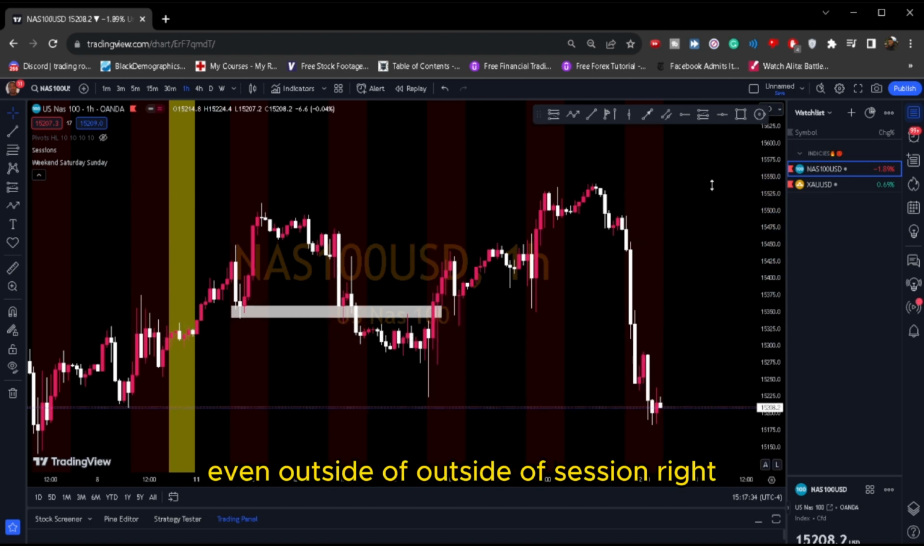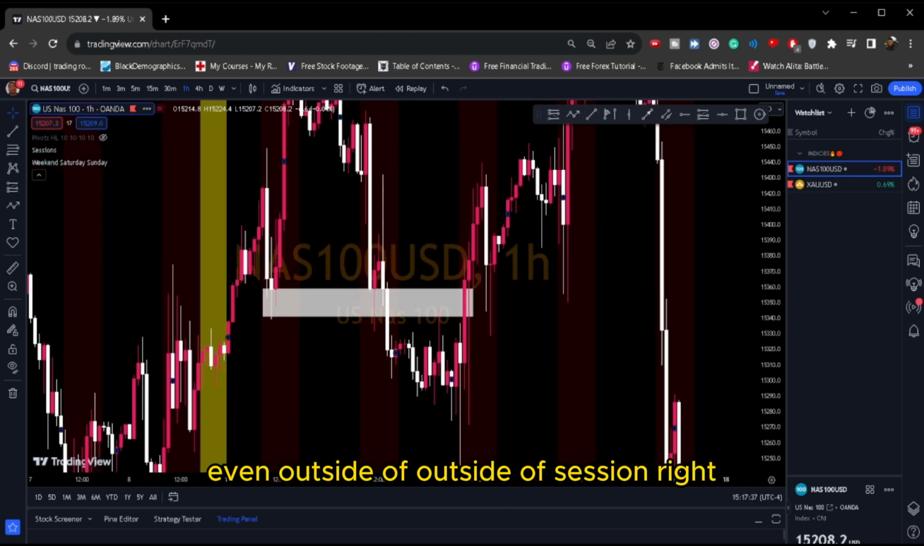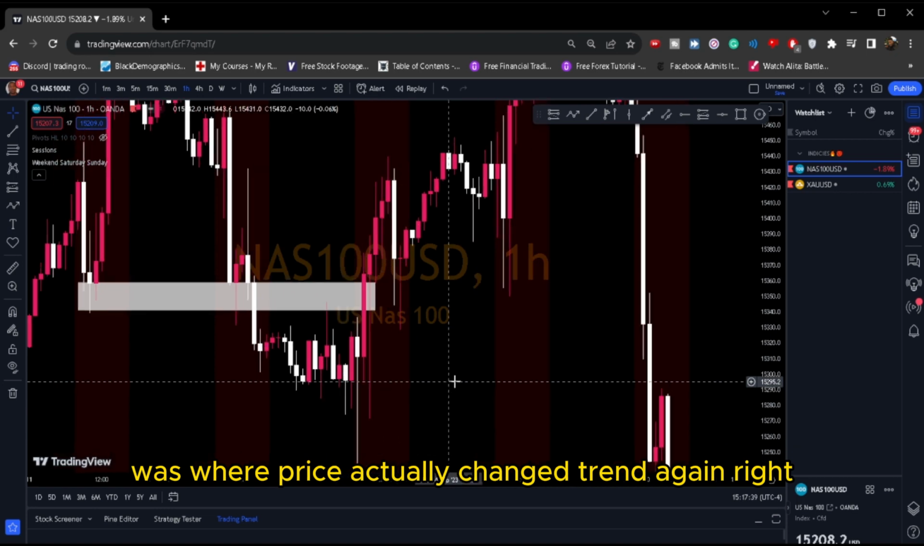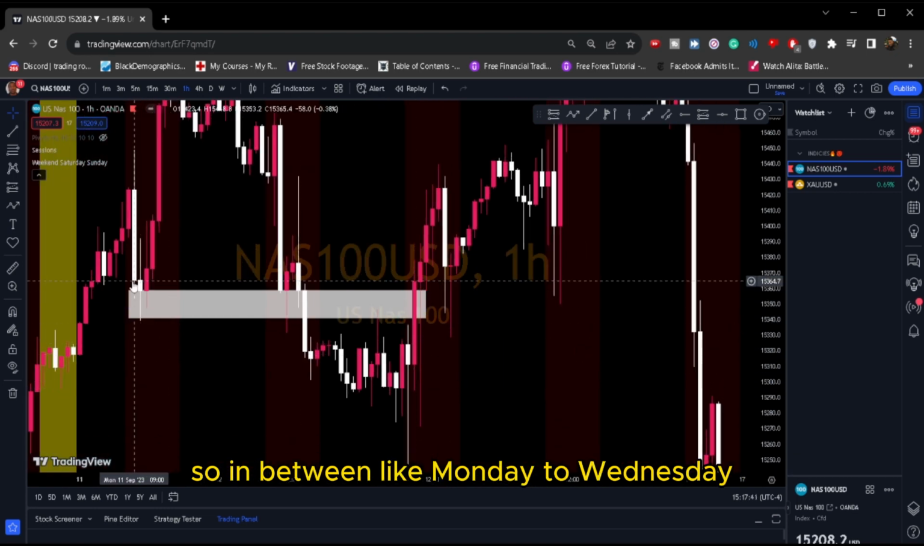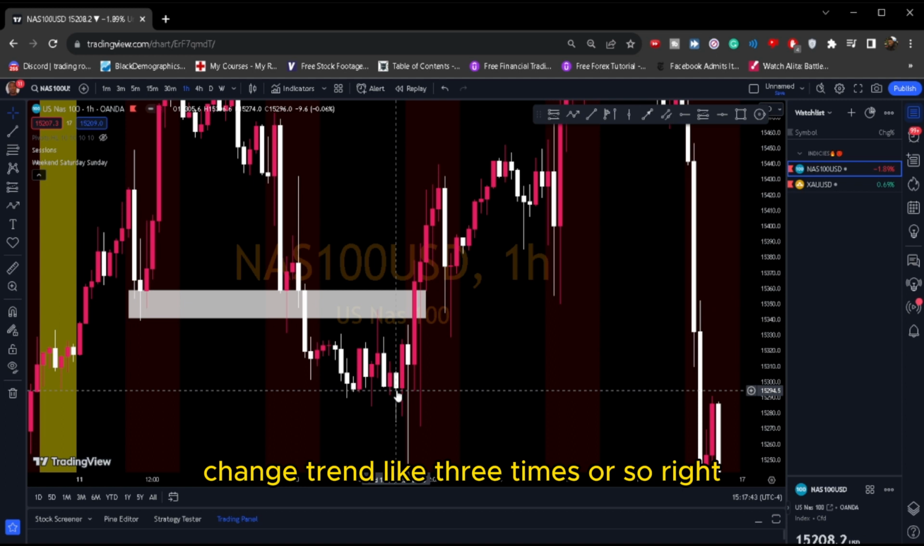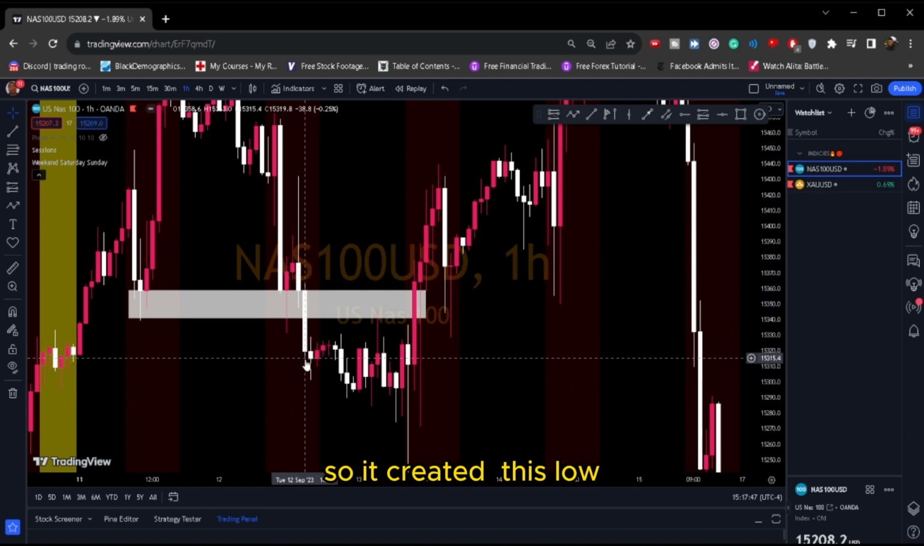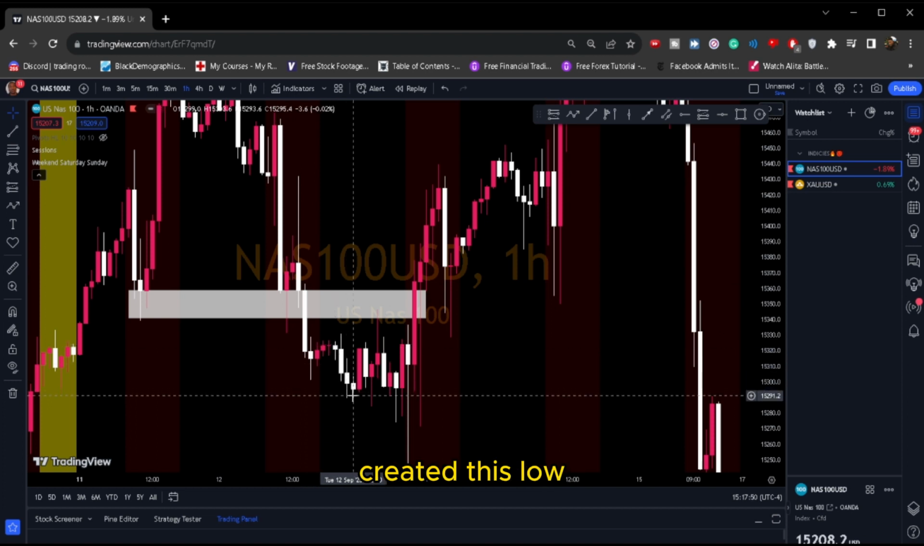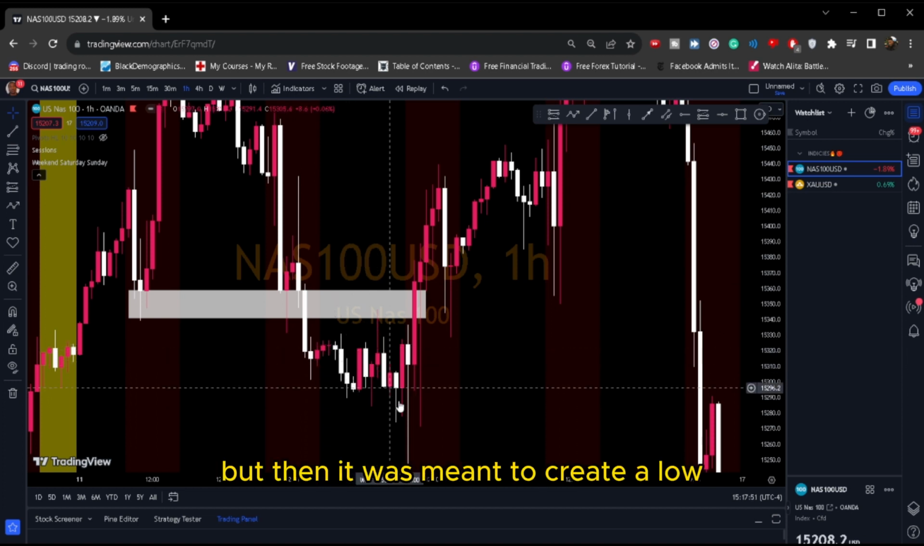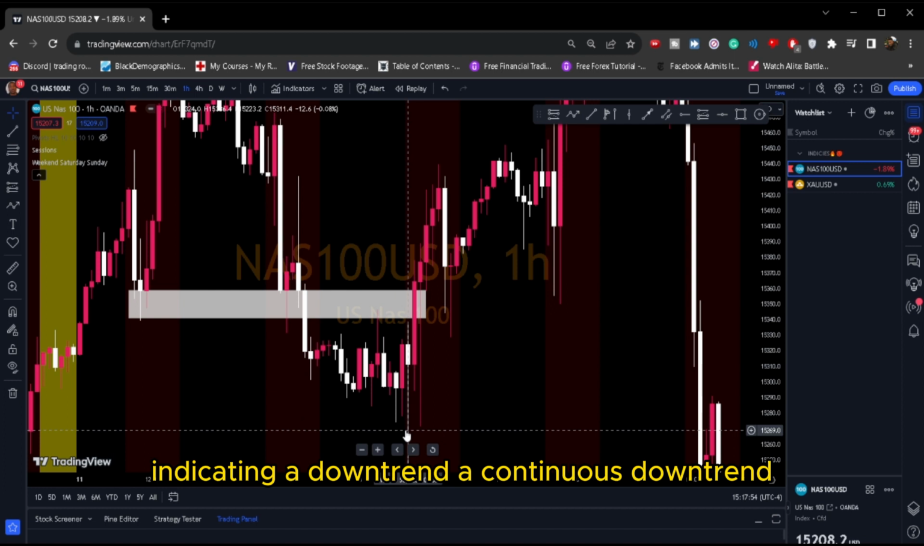So in this case, even outside of session, right, was where price actually changed trend again. So in between like Monday to Wednesday, it changed trend like 3 times or so, right? So it created this low, created this high, created this low, created this high, but then it was meant to create a low, indicating a downtrend, a continuous downtrend.